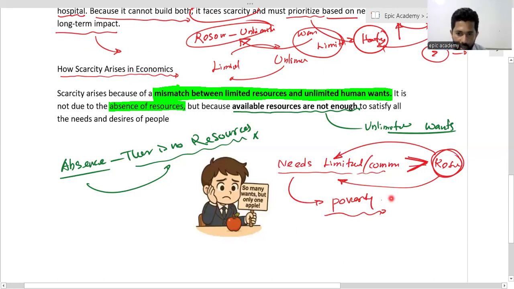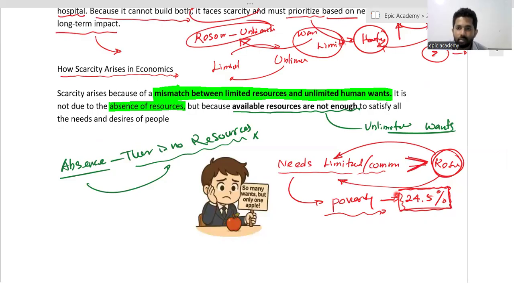Unfortunately, in Sri Lanka, in the current situation, you can identify 24.5% of the total population suffering from poverty. Can you imagine? Yes, that's the reality.